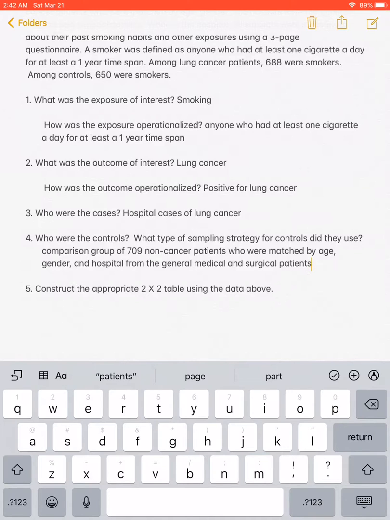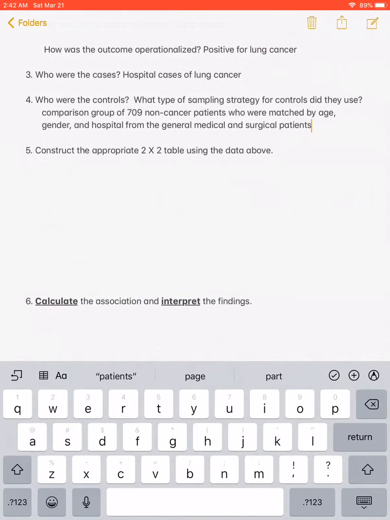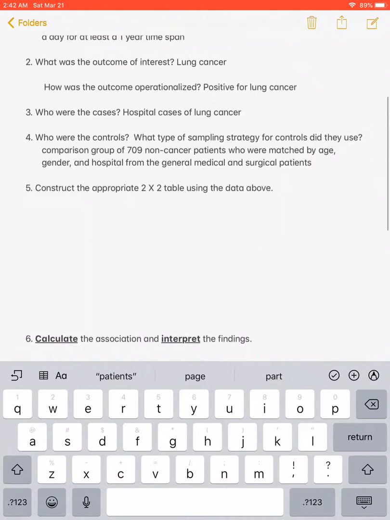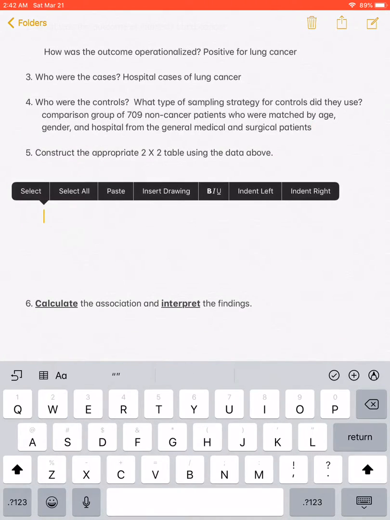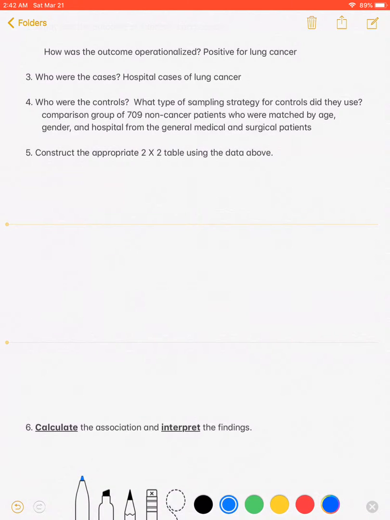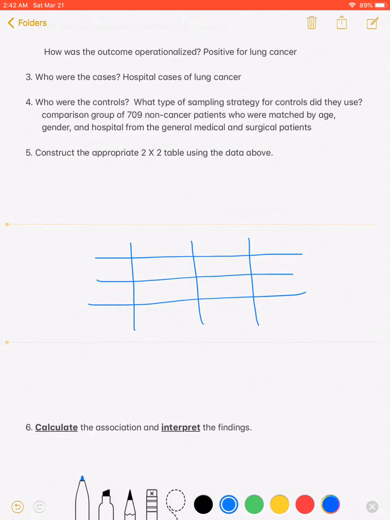The next thing we need to do is construct our 2x2 table. So in order to construct our 2x2 table, we want to start, we have our 3 lines down, our 3 lines over, right? Our exposure goes on the left-hand side, and in this case, our exposure is whether or not you're a smoker, right? So, smoker. Yes. No. Our health outcome is lung cancer.